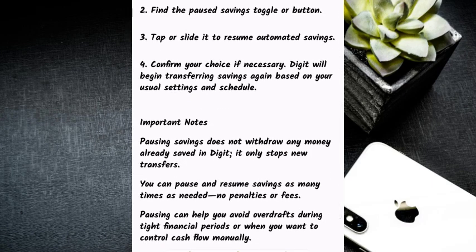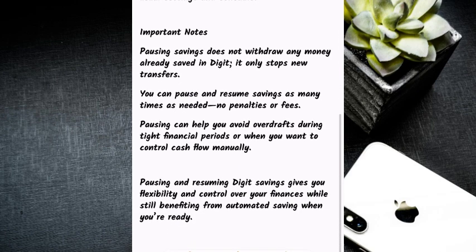An important notice: pausing savings does not withdraw any money that's already saved in Digit. It only stops new transfers. You can pause and resume savings as many times as needed without facing any penalties or having to pay any fees. Pausing can help you avoid overdrafts during tight financial periods or when you want to control cash flow manually. Pausing and resuming Digit savings gives you flexibility and control over your finances while still benefiting from automated savings when you're ready.